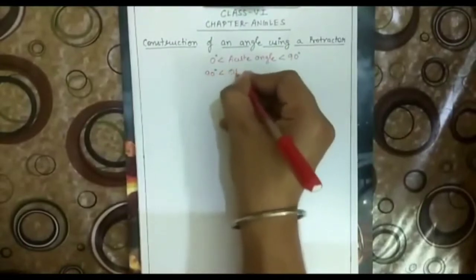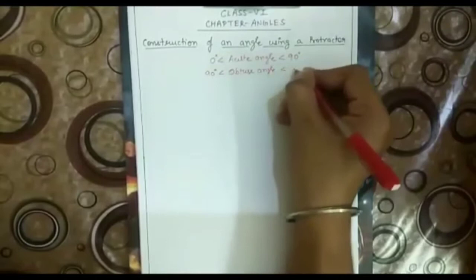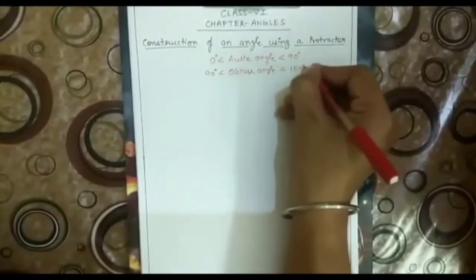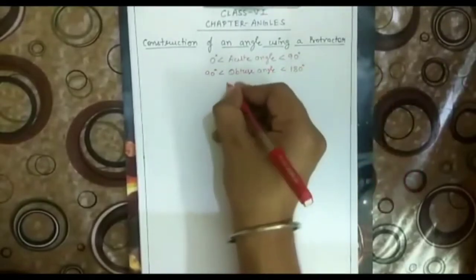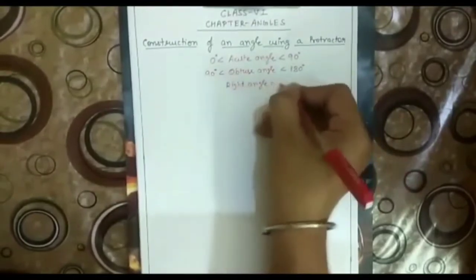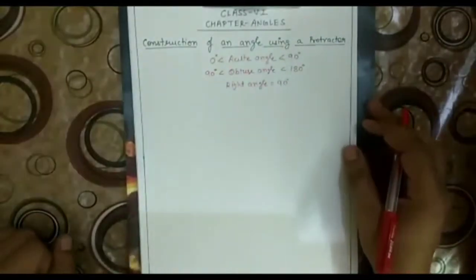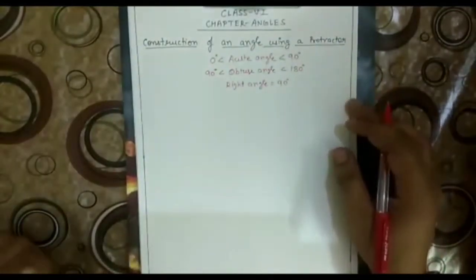And for obtuse angle, greater than 90 degree and less than 180 degree, and you know right angle equals 90 degree. So these are the things you already know. Now we are going to use these properties for drawing an angle using a protractor.